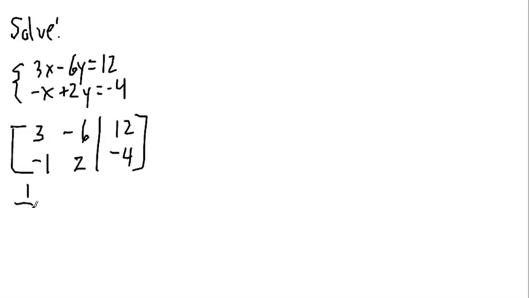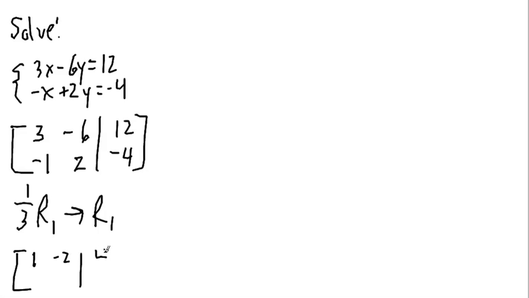Okay, so we'll take 1/3 of the top row and replace the top row by that. 3 divided by 3 is 1. Negative 6 divided by 3 is negative 2. And 12 divided by 3 is 4. On the bottom, I still have negative 1, 2, and negative 4.